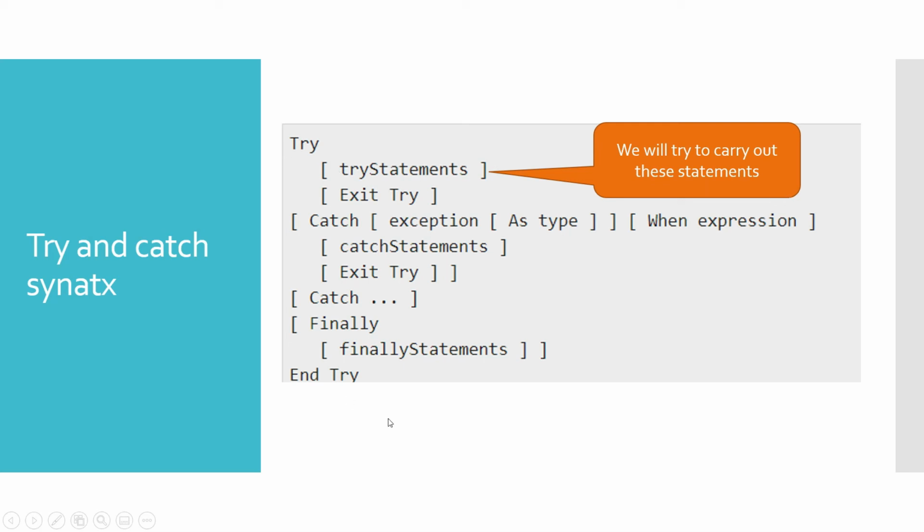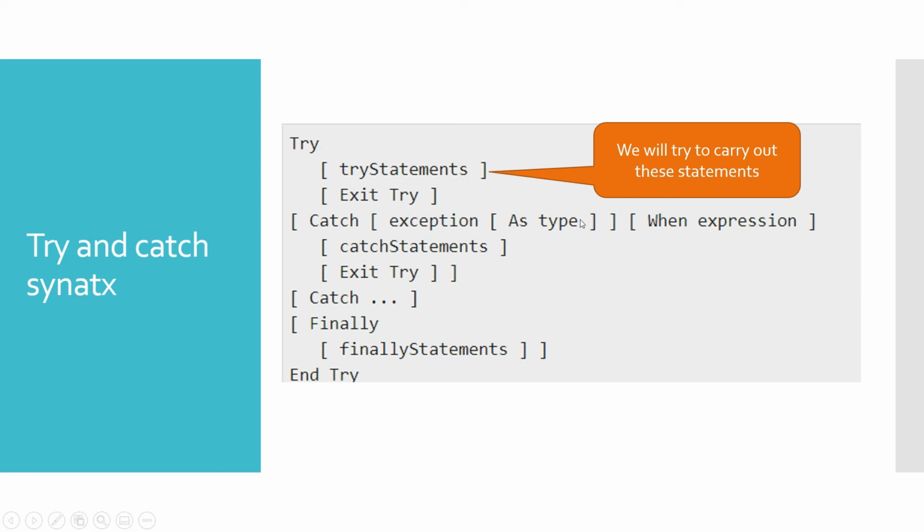The format of the statement, which is straight out of the Visual Basic guide, is that we have a try statement up here. We have the try keyword, followed by a bunch of code statements, which are the ones that we want to carry out. Now, you can exit this try statement in certain situations, like if you've just verified everything's correct. You could say exit, and it will just jump ahead and carry on with the next piece of code.